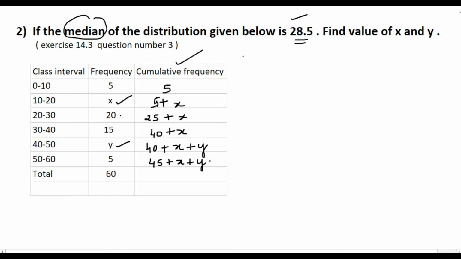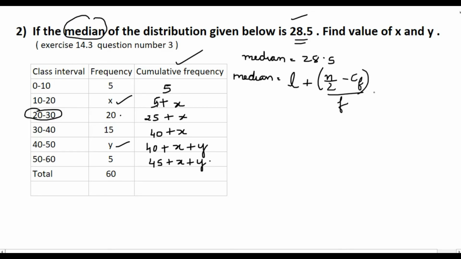Now since the median they have given as 28.5, we can say that the median will lie inside this class interval 20 to 30. So this is the median class. 20 to 30 is the median class, and we know the formula for median is L plus n by 2 minus CF, divided by F, into H. L is the lower limit, n is the total number of frequencies, CF is the cumulative frequency above the median class, F is the frequency of the median class, and H is the class size.